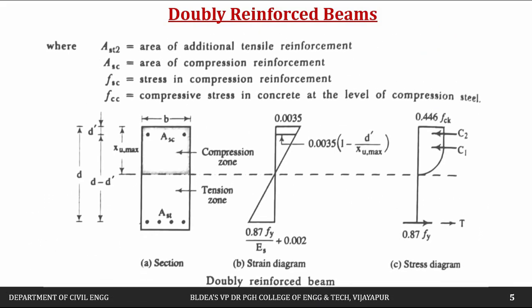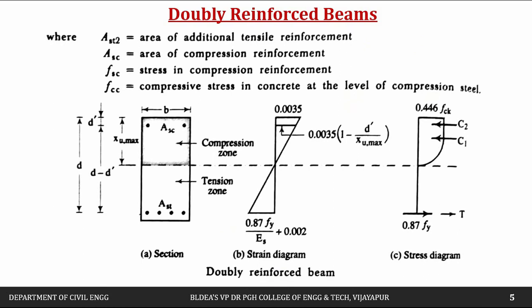Then next, let us see now how to calculate this area of steel in compression, and the additional reinforcement AST1. So how do you calculate? Let us take one beam of width B and effective depth D, small d.